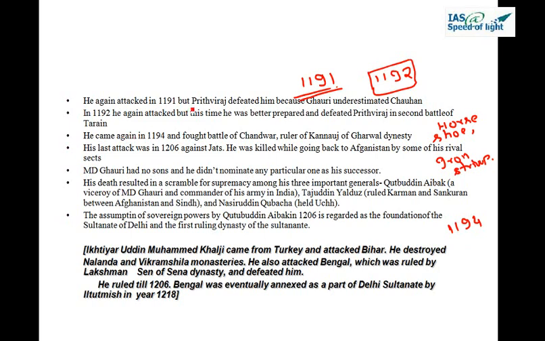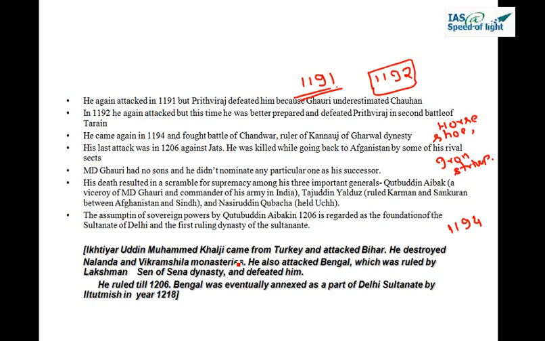So it is very clear and easy to understand from the chronology. In 1173 he ascended the throne. He was defeated in 1178. Then after 12 years he was defeated again by Prithviraj Chauhan in the first battle of Tarain. He defeated Chauhan in 1192 in the second battle of Tarain. Then he returned back to Ghazni. Then he came back again and defeated Jayachand in 1194. His last attack was in 1206 against the Jats, and he was killed in 1206 when he was going back to Afghanistan by some of his rival sects.